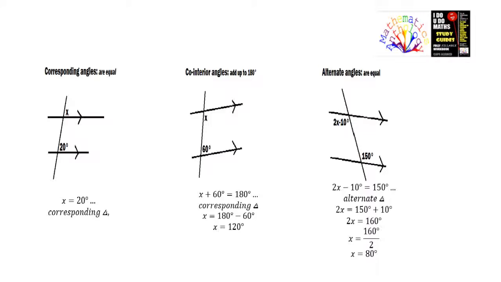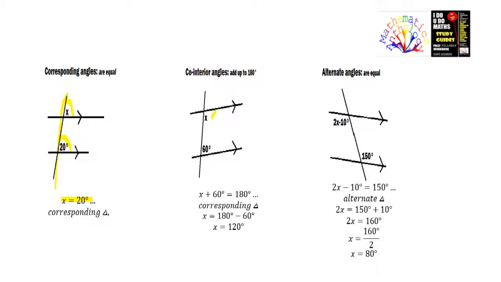Now for parallel lines. We have three types of angles we work with. The first one is corresponding angles. Now corresponding angles are equal and they look like this. They look like an F shape, like so, where both angles must be above each of the parallel lines on the same side of your transversal. So corresponding angles are equal, so in this case x is equal to 20. My reason, corresponding angles.